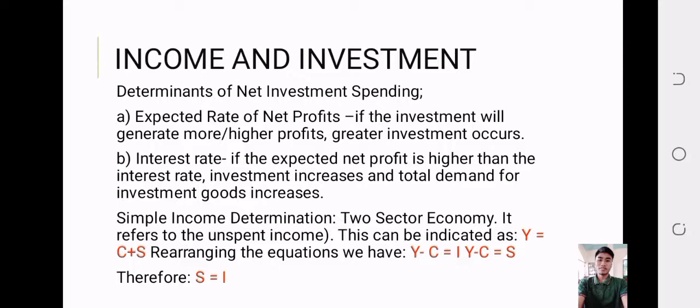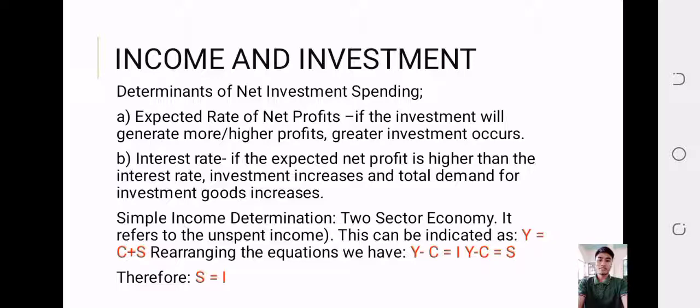Income and investment. Determinants of net investment spending: the expected rate of net profit. If the investment will generate higher profit, greater investment occurs. Interest rate: if the expected net profit is higher than the interest rate, investment increases and total demand for investment goods increases.